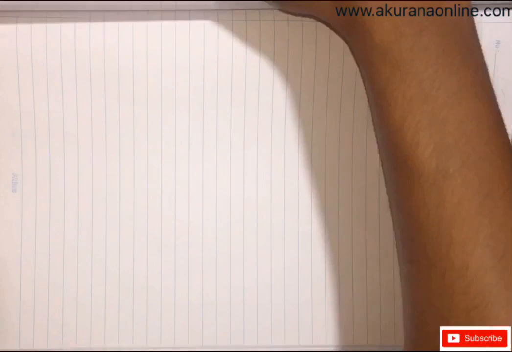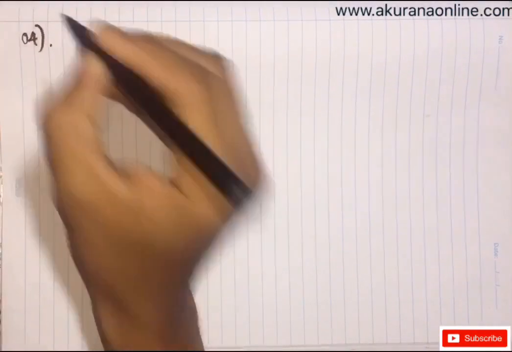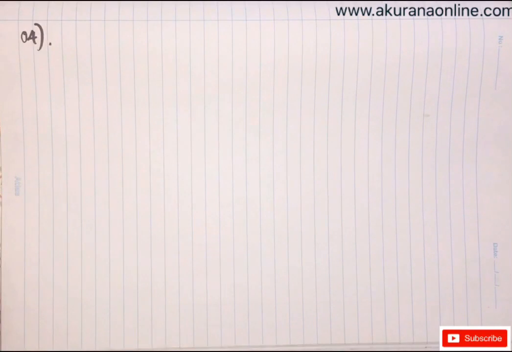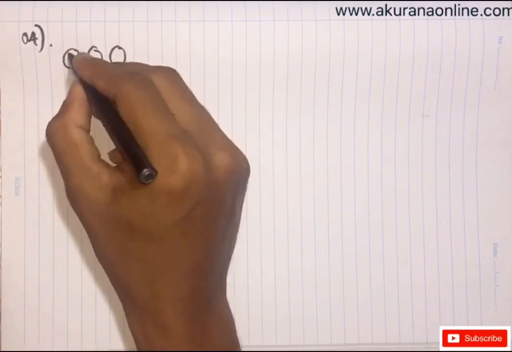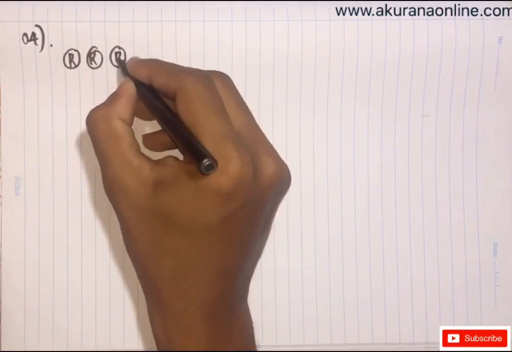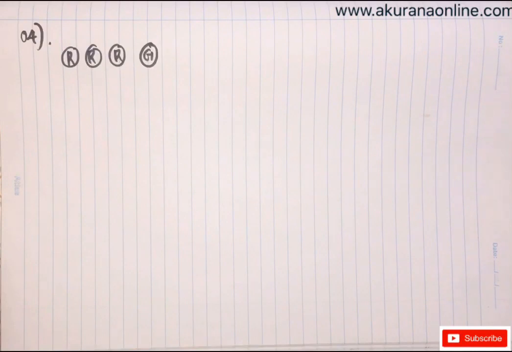And then the fourth question is about probability. There are 3 red tennis balls and 1 green tennis ball in a box. There are 3 red, let us mark it as R, and 1 green, I'll mark it as G. A ball is drawn from the box, its color is recorded and put back. A ball is drawn from the box again and its color is recorded. The balls are drawn randomly.